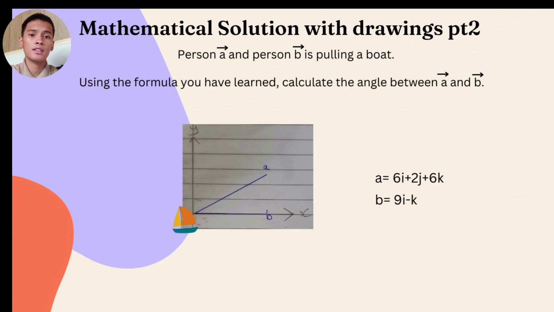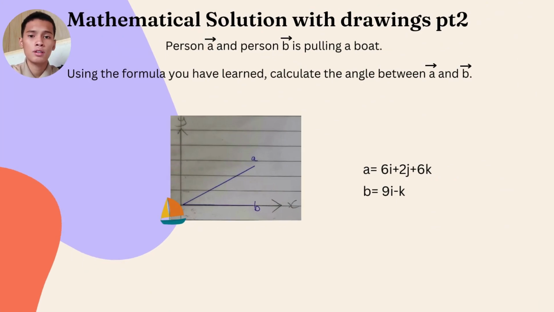Okay, this is mathematical solution with drawings part 2. Okay, this question is: person A and person B are pulling a boat. Using the formula you have learned, calculate the angle between A and B. Okay, you see this picture. This picture is an angle, and you can see it is a very simple question. Okay, you see A equals 6i plus 2j plus 6k. B equals 9i minus k.